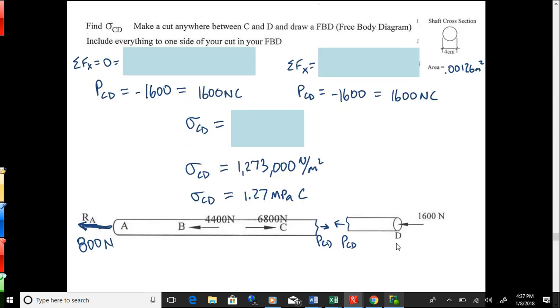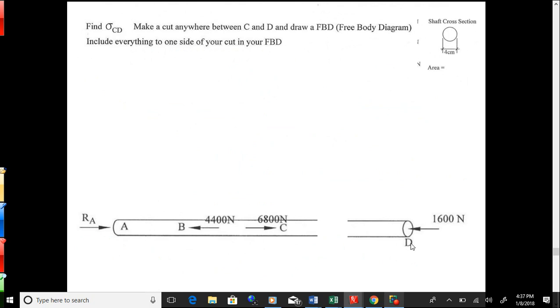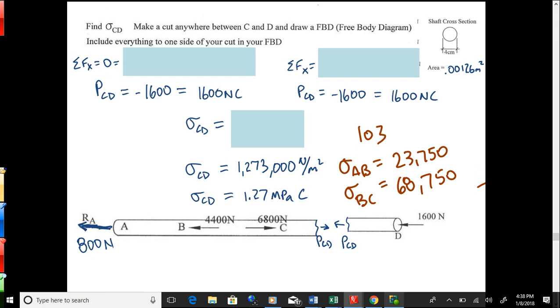So 102 and 103 are due Wednesday. Now 102, let's all be sure we got the right answer for that, because I busted that initially, but then I fixed it. Well, 103, I'm sorry, it's 103. And I've got it corrected. Sigma AB should be 23,750, and then sigma BC ought to be 68,750. Yeah, pounds per square inch.